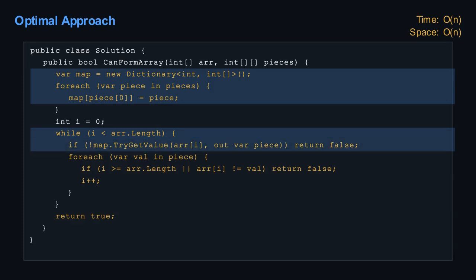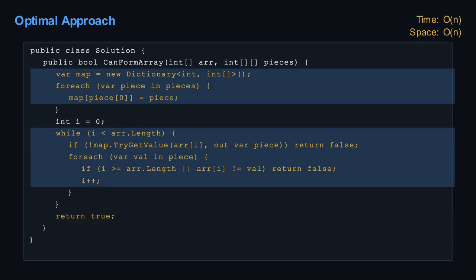Then we iterate through the main array ARR. For each element in ARR, we check if it's a key in our dictionary. If it is, we retrieve the corresponding piece and verify if the subsequent elements in ARR match the elements of that piece. If at any point we don't find a piece or a mismatch occurs, we know it's not possible. We advance our pointer in ARR by the length of the matched piece. If we successfully traverse all of ARR, we return true.